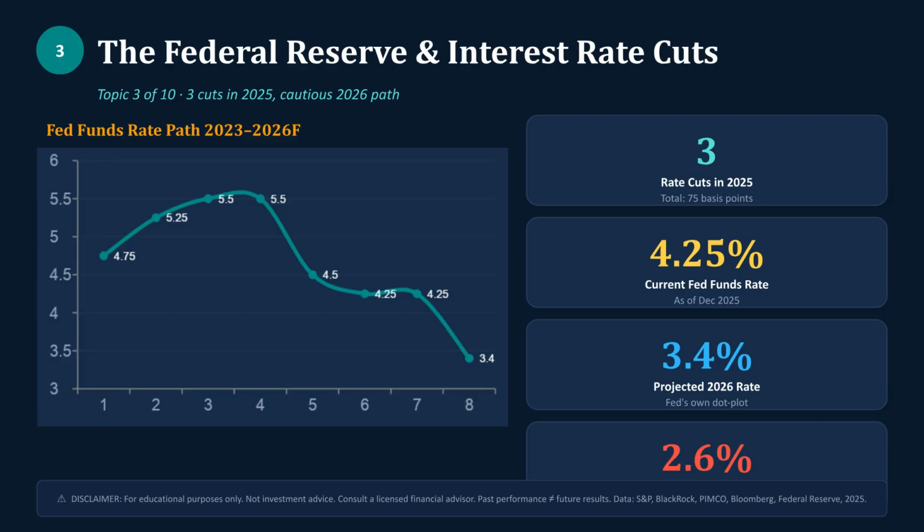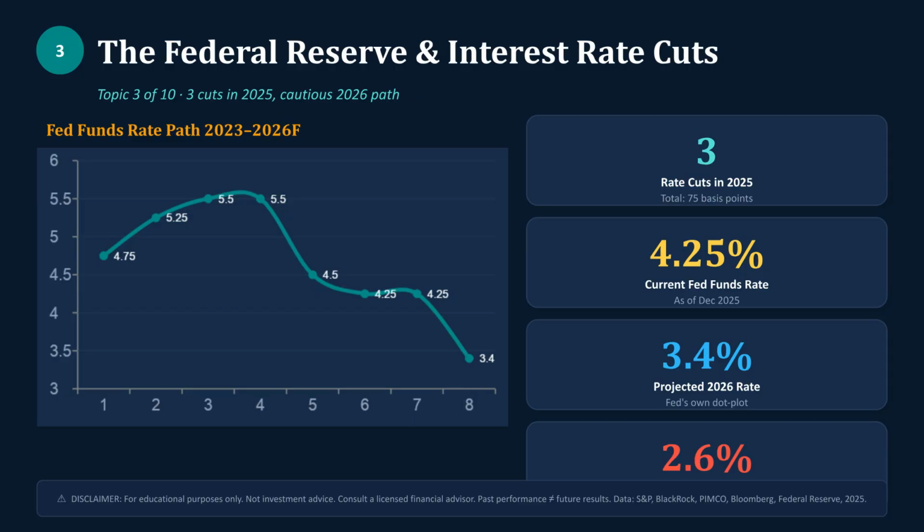The constraint: core PCE. Inflation remained at 2.6%, above the Fed's 2% target, and tariff-driven price pressures kept policymakers cautious. Fed Chair Powell consistently signaled a data-dependent approach rather than a pre-committed cutting cycle.